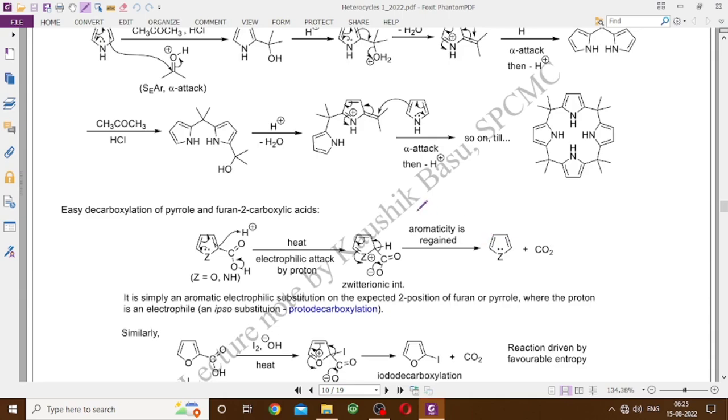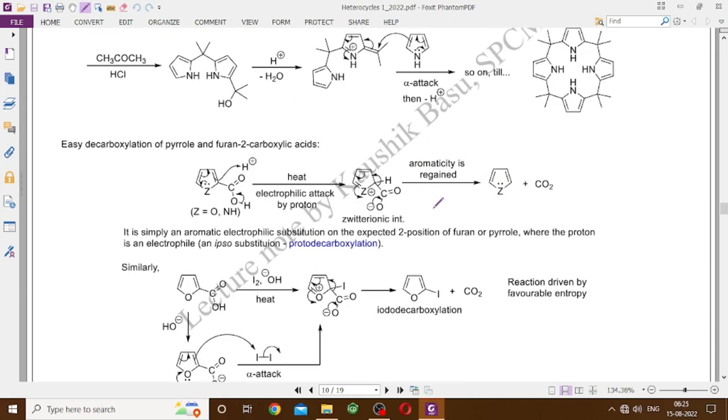The next reaction is yet another aromatic electrophilic substitution. This time it is an ipso substitution. If we take pyrrole or furan 2-carboxylic acid, then heating it gives rise to easy decarboxylation, which is in this case a proton is the electrophile. As we know, furan 2-carboxylic acid and pyrrole 2-carboxylic acid are themselves sources of protons. So therefore, this is a very easy reaction for these molecules.